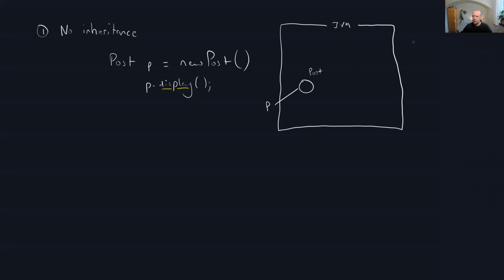The JVM will have loaded our class Post, so it will be aware of something called Post, otherwise things wouldn't compile. And this will have a display method. Whenever we call this display method, the runtime knows that p has type Post, so go find the class Post, and then you should find what to do for a display method.